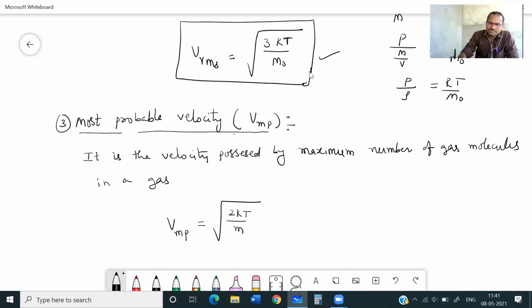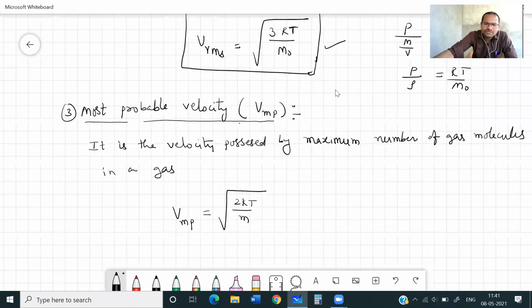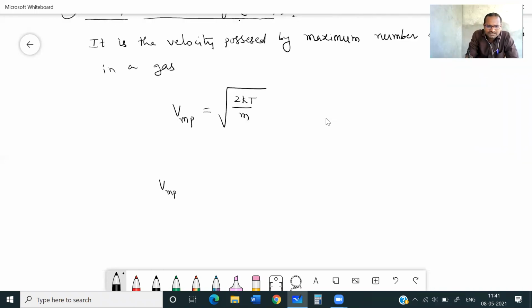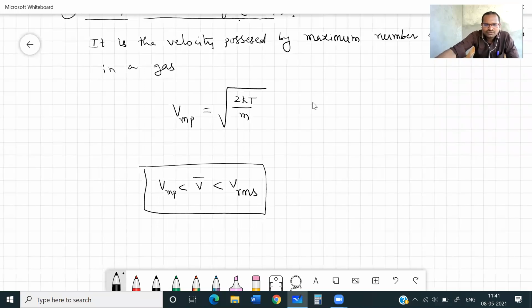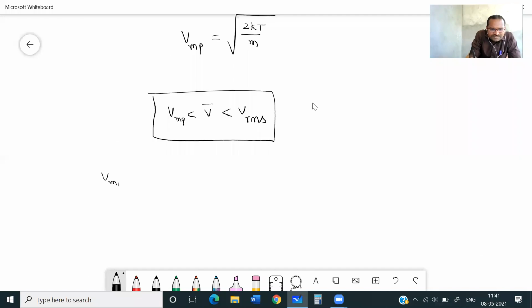Now, there is one relation between V most probable, V average and V RMS. That is, V most probable is less than V average, which is less than V RMS. Always V RMS velocity is more than the remaining two velocities. Why? I'll show you. VMP is root of 2kT by m. V average is root of 8kT by pi m. Correct? And VRMS is what?